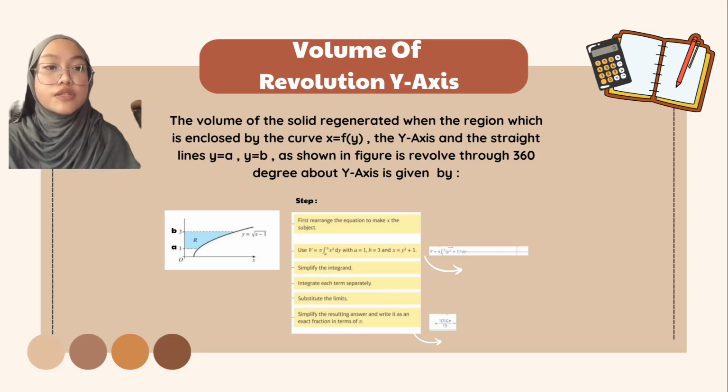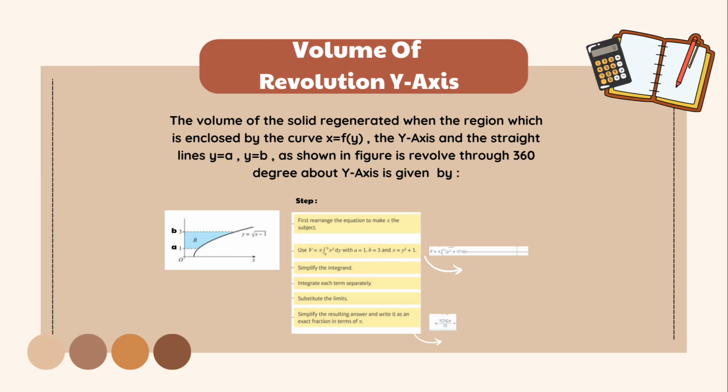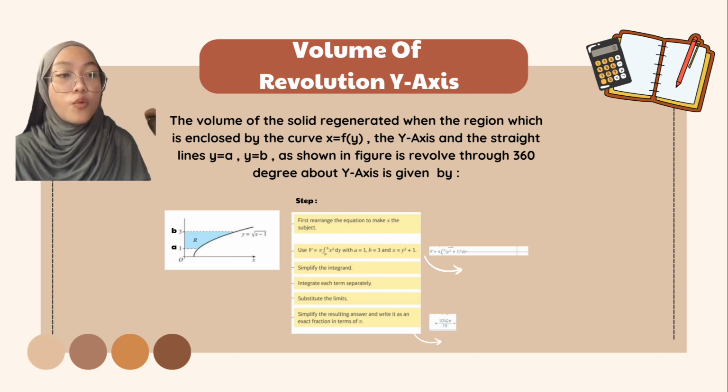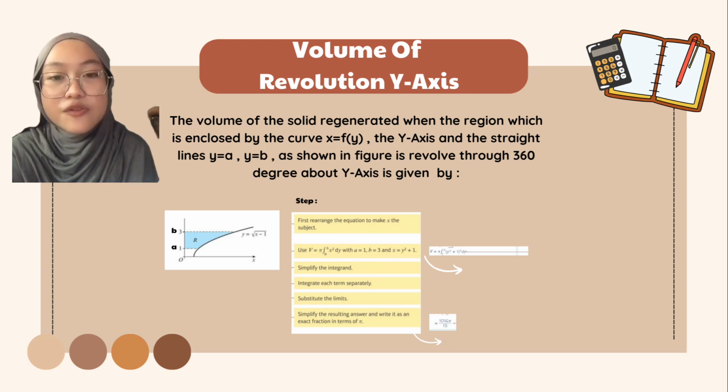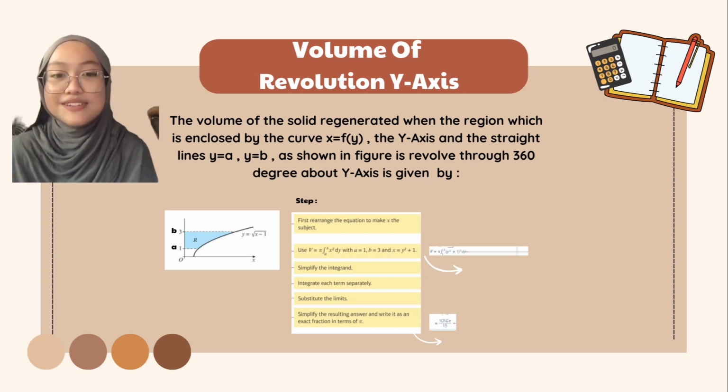The volume of the solid generated when the region enclosed by the curve x equal to f(y), the y-axis and the straight lines y equal to a, y equal to b, as shown in the figure, is revolved through 360 degrees about the y-axis is given by, as you can see on the figure, y equal to 1 and y equal to b. Okay, so we jump to the steps. I'll explain it generally without solving it, and the complete explanation will be given later.